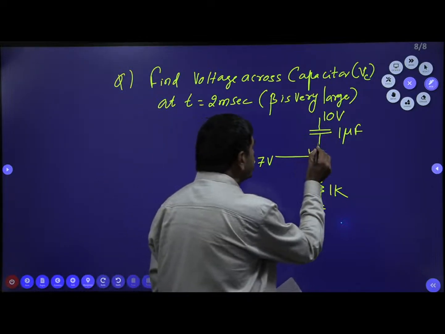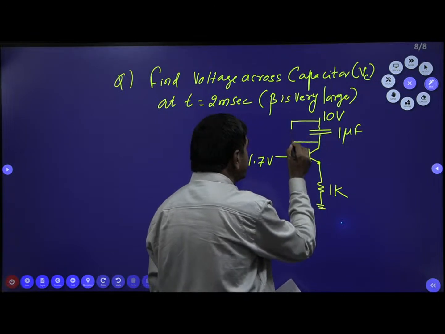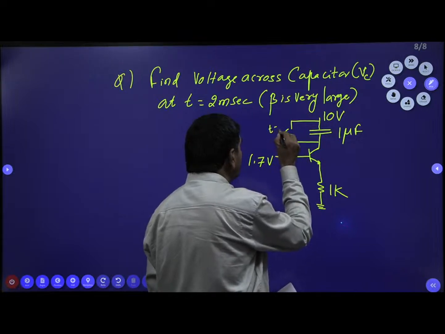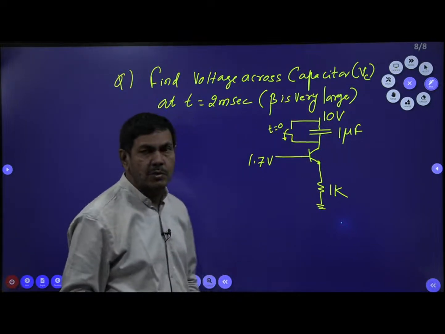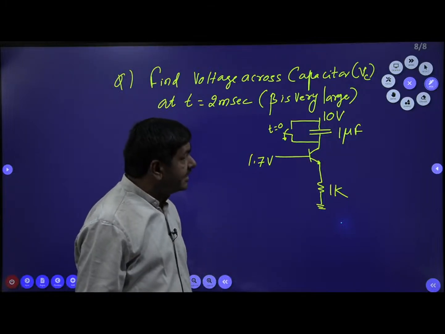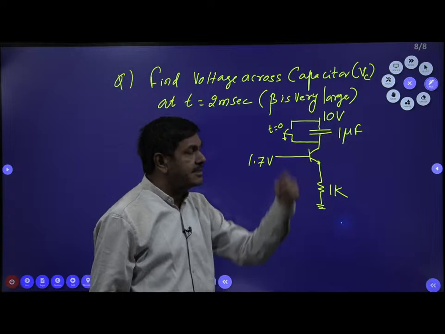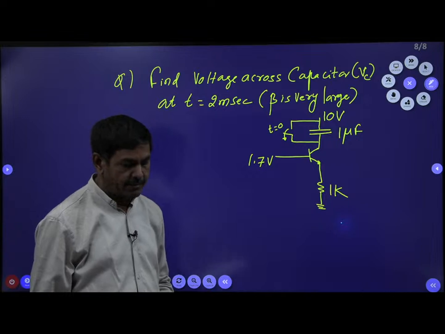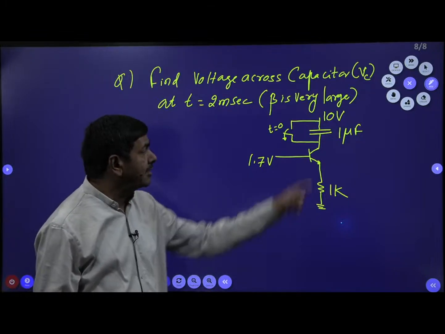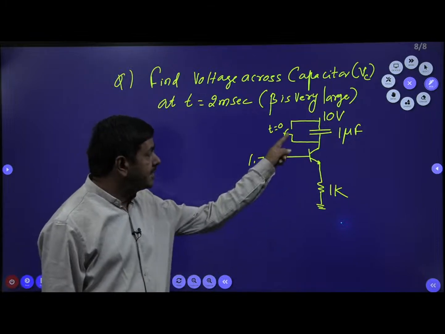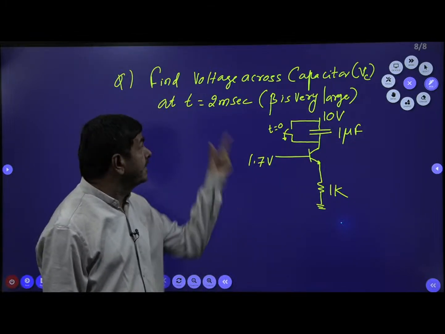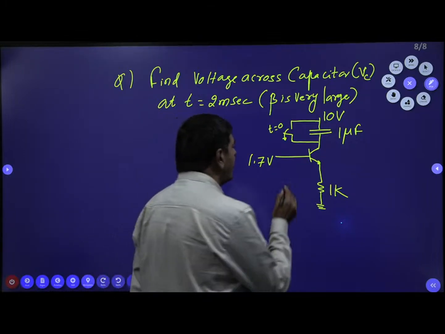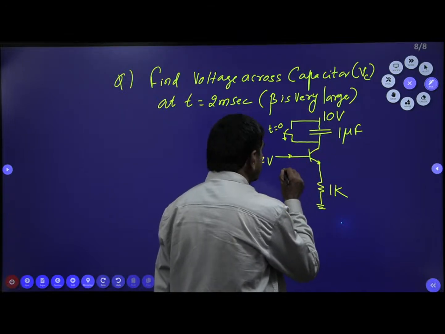And there is one switch on this side. The switch is open at t equal to 0 seconds. In that case, we need to calculate the voltage across the capacitor at t equal to 2 milliseconds. This is the given problem. How can we find the voltage across the capacitor? When the switch is open, the time period is given as 2 milliseconds. Beta is very large. This current is approximately 0.